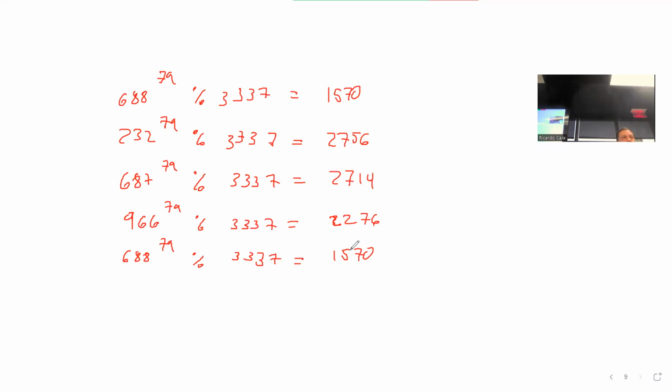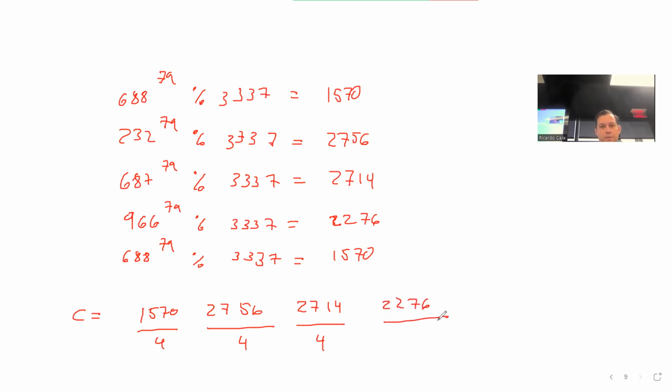So you can see now the message, the cipher, has become bigger. So we can write this, the encrypted ciphertext becomes 1570, 2756, 2714, 2276, and 1570. But that's your cipher. Notice it becomes consistent. So note that each block of three-digit plaintext becomes a block of four-digit ciphertext.